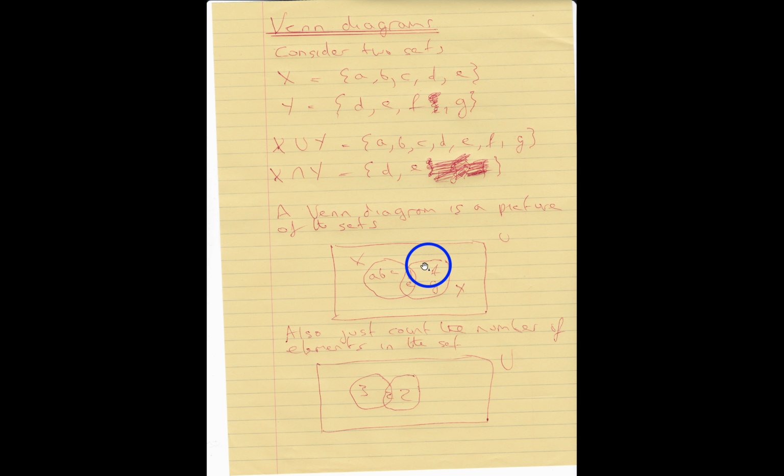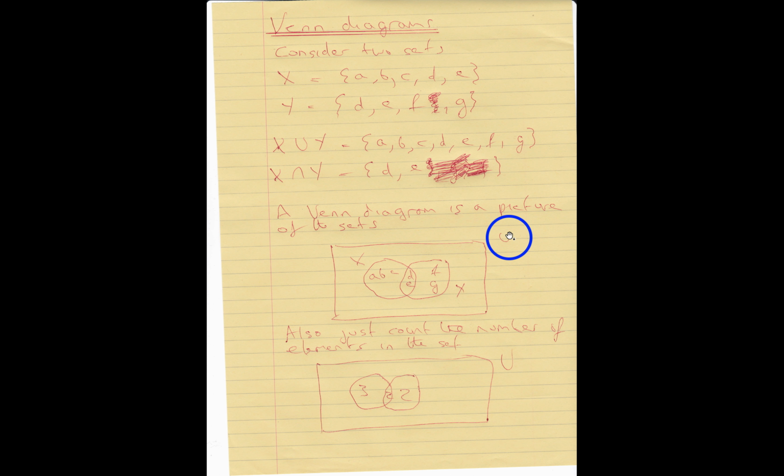And then you do the same thing for the set Y. Here you have a circle. And in the bit of the circle on its own, you put F and G, which are the elements of Y that are just in Y. And then in the common area, you put D and E, which is the intersection. And then you can use the little diagram to represent these. So if you want the union of X and Y, you just report all the elements in the two circles. If you want the intersection, you look at the overlap of the two circles, which is just D and E.